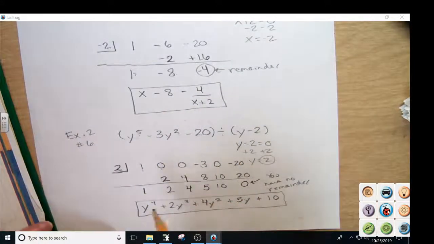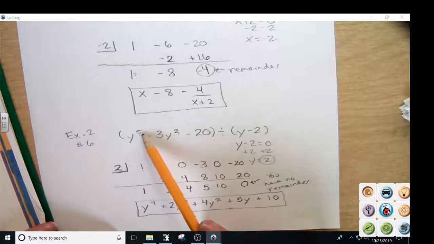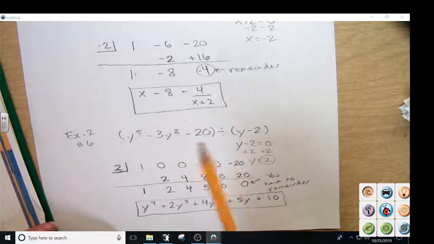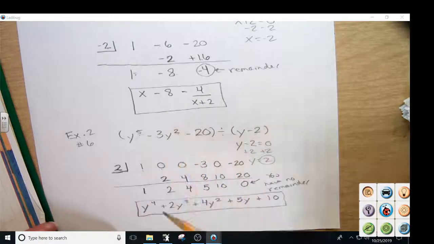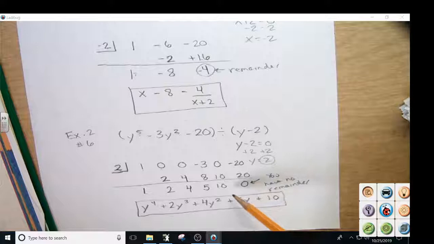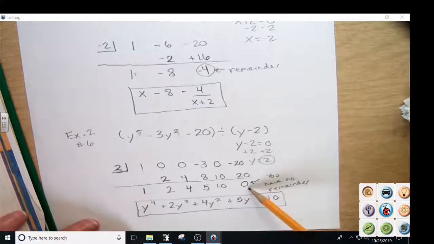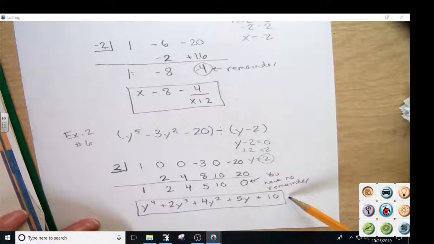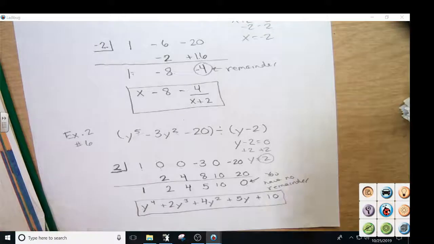So notice, guys, my answer is 1 degree lower than my divisor here. And then these are the coefficients: 1y to the fourth, 2y cubed, 4y squared, 5y to the first, plus 10 is a constant, no remainder, so we do not have like a plus or minus x over x minus 2. We don't have that on this one, so that would be our answer. Okay. All right.